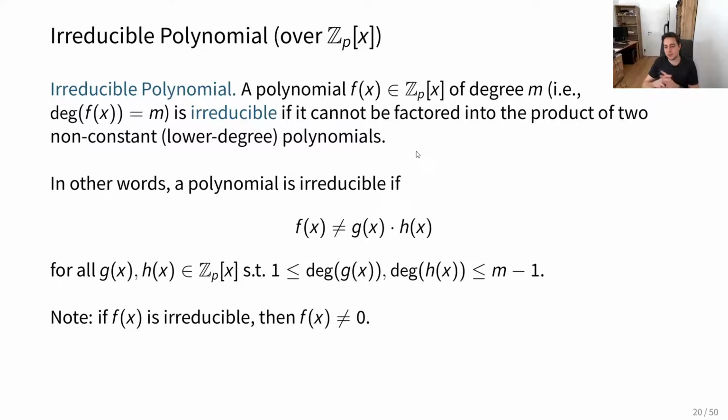So essentially, I cannot find 2 non-constant polynomials, so except, for instance, the polynomial just 1, which have a smaller degree and which, if I multiply them, result in f of x. And if I can't find them, if they don't exist, then f of x is said to be irreducible. And this is also part of the definition. So if we have f of x irreducible, then f of x is not 0. So it's a concrete polynomial.